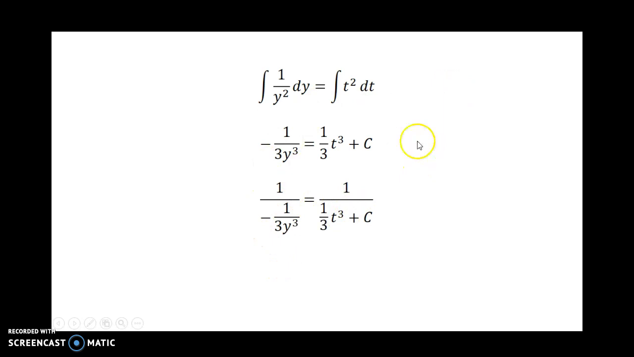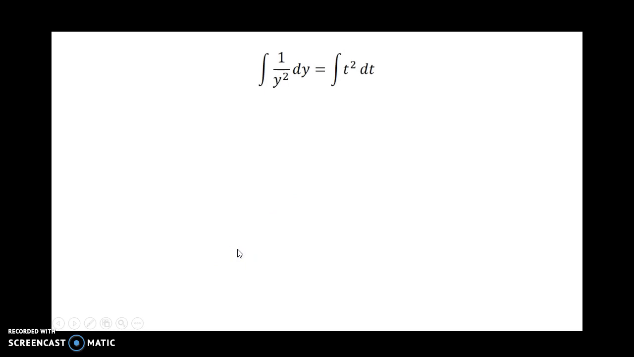I have to do it to both sides because the reciprocal of this side will equal the reciprocal of this side. So 1 over this will equal 1 over this. And if I take 1 divided by a fraction, I can multiply by the reciprocal of the fraction.